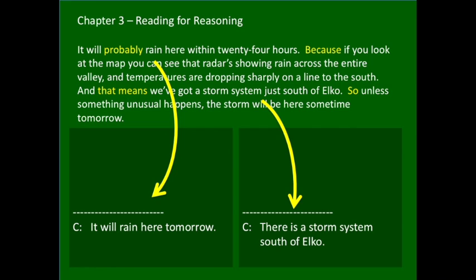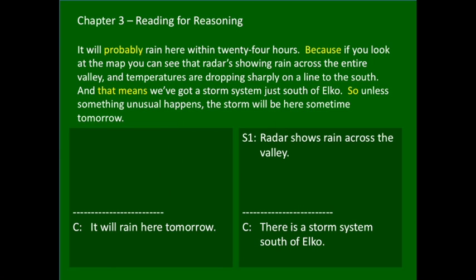Let's start by looking at the conclusion, there is a storm system south of Elko. The expression, and that means, indicates that the information that comes before is going to be support. So if we look in that previous sentence, we're told because. If you look at the map, you can see that the radar is showing rain across the entire valley, and the temperatures are dropping sharply on a line to the south. Those are the 2 pieces of support for that conclusion. We're told S1, S2, and that means C.